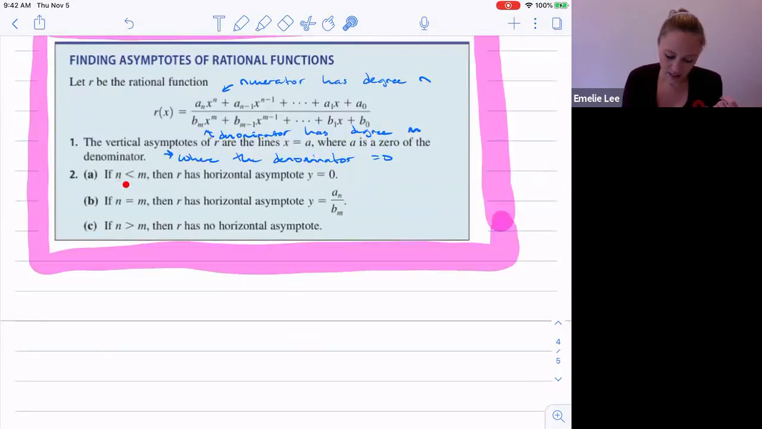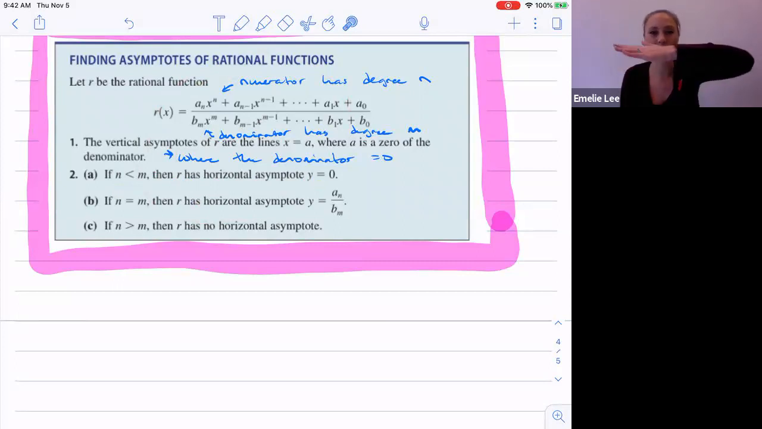So here, notice that degree n and degree m come into play for horizontal asymptotes. And this is why I say it's probably best if you just have this handy somewhere. If n is less than m, so if the degree in the numerator is less than the degree in the denominator, then this rational function has a horizontal asymptote at y equals 0. So at y equals 0, that's the x-axis.